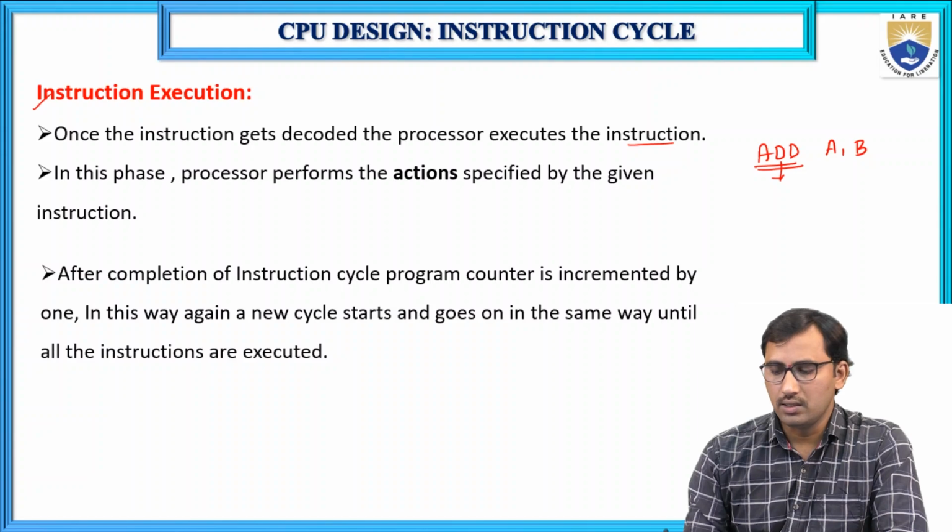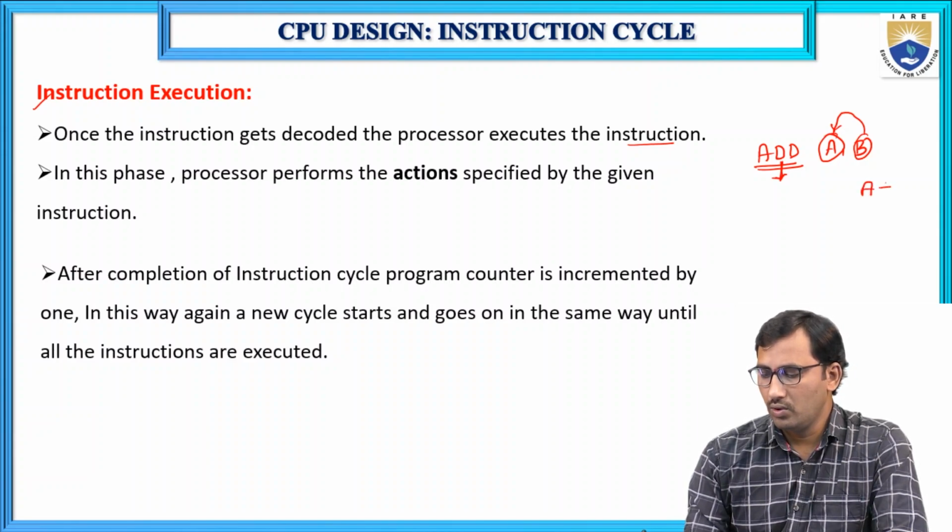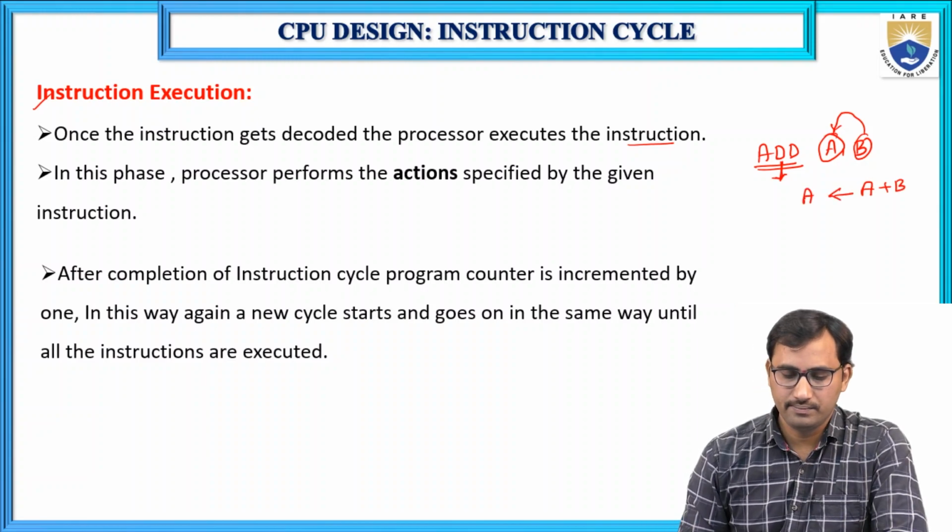That means the CPU will perform the addition operation on the data present in register B and register A. So the contents of the B register are added with the contents of the A register. Once added, the result will be stored in the accumulator. So A plus B will be stored into A.